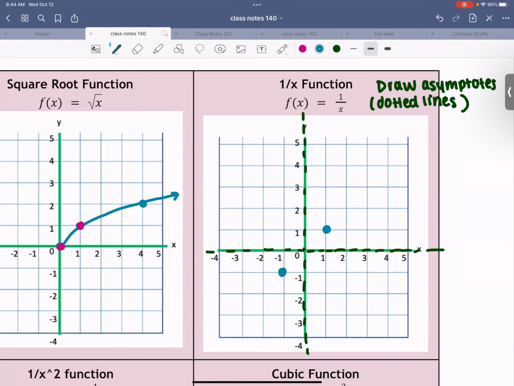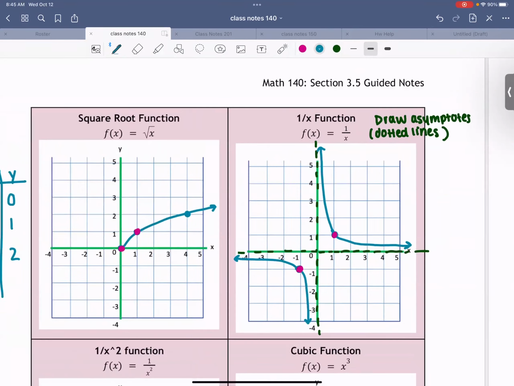These are the only 2 points I need you to know because you know that this graph gets closer and closer to the y-axis and closer to the x-axis in this specific shape. Okay. So whenever we're drawing the 1/x function, this is the shape that we're looking for. And I want you to draw the asymptotes and also these 2 points. Okay. Any questions so far?